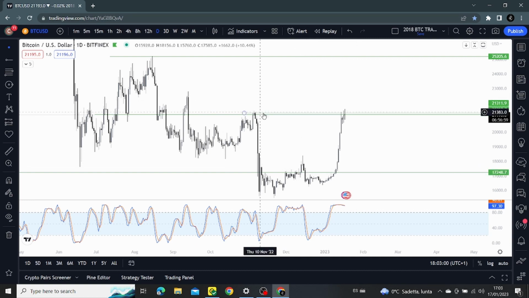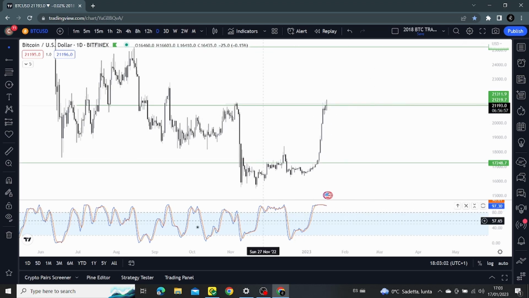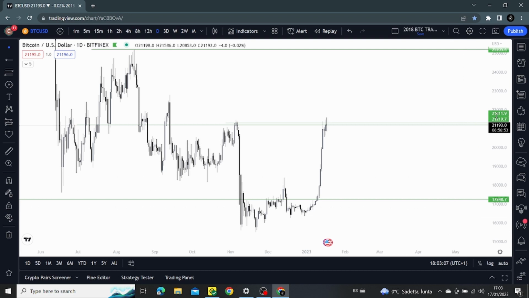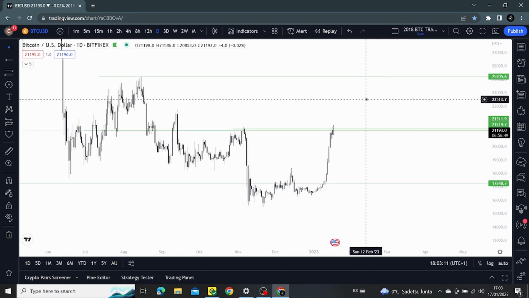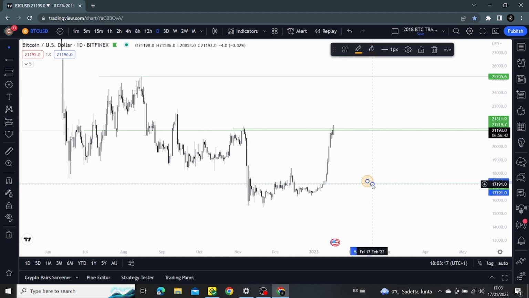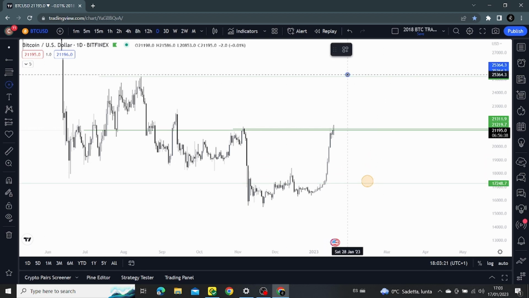We face a lot of rejection here. Now we're gonna take out the stochastic RSI and we're gonna see where the price can go. As always, I say that I only trade the upper side and lower side of the ranges, okay? Lower side and upper side of the range, okay?